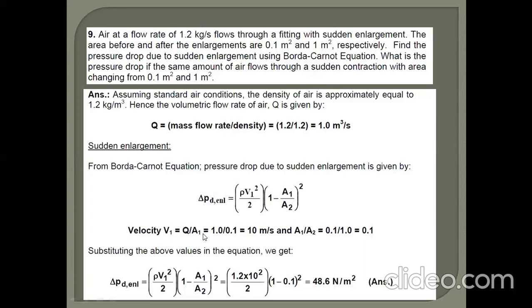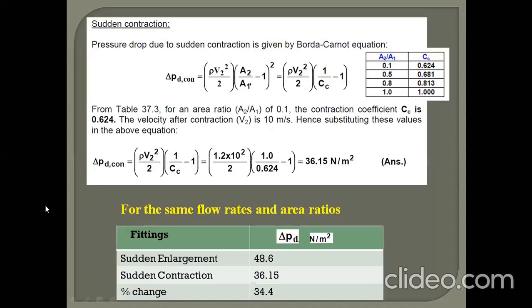The velocity you can calculate with the help of flow rate divided by area. We know that from the equation rho A v, you can calculate the velocity, and the area ratio is given. After substituting these values, you will obtain delta PD for the enlarged section as 48.6 Newton per meter square. Now, sudden contraction.